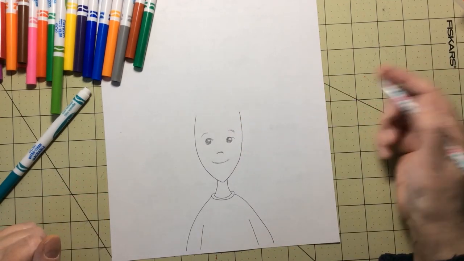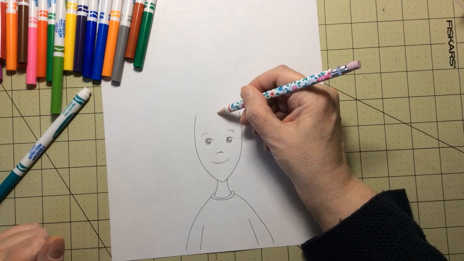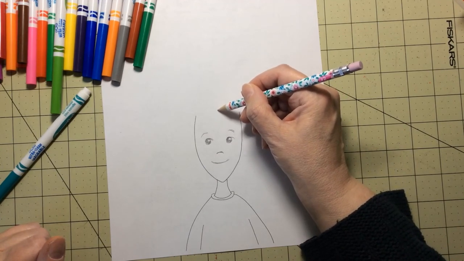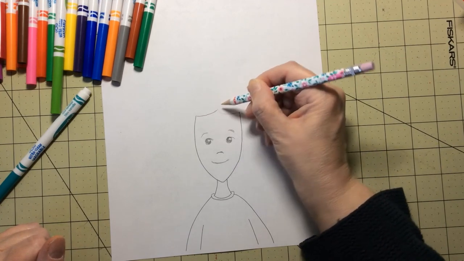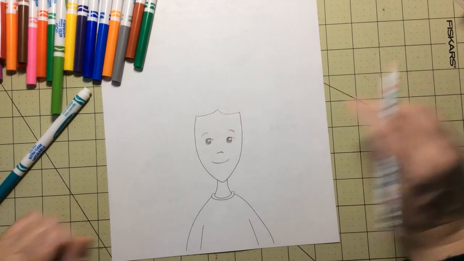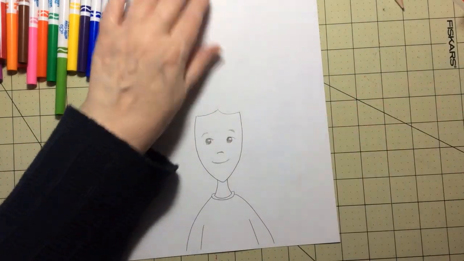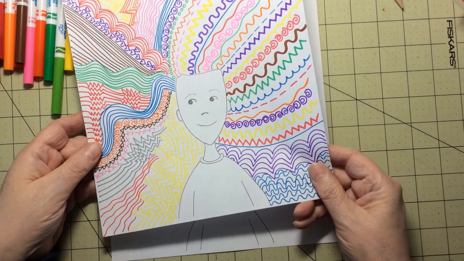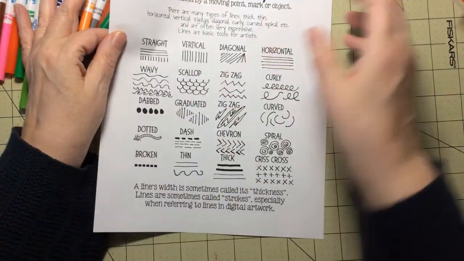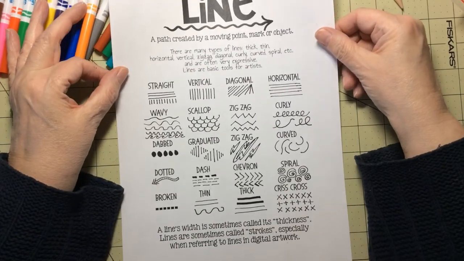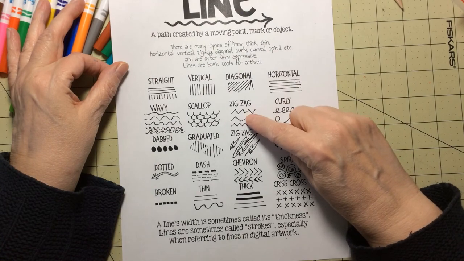Then I want to give my person a hairline so I know where to start the hair at the top. I'm going to pretend there's a part in the middle, like that, and there's my person's hairline. So now the drawing part is done, and now I'm going to use my markers to create all different kinds of hair. I can flip over my paper and look at all these different kinds of lines and pick one to start with. So maybe I'll start with zigzag.